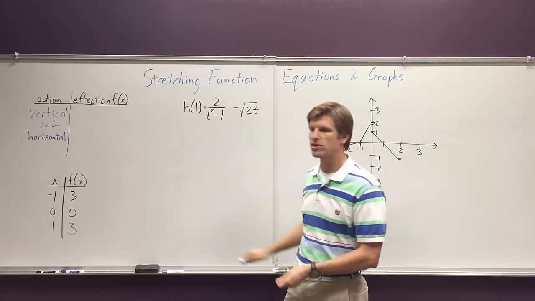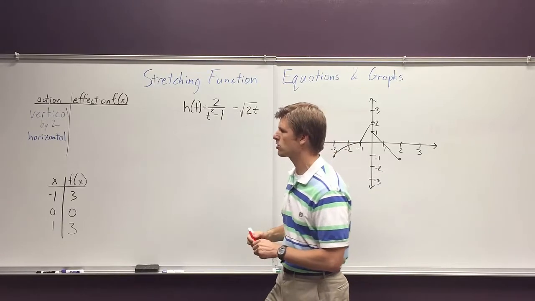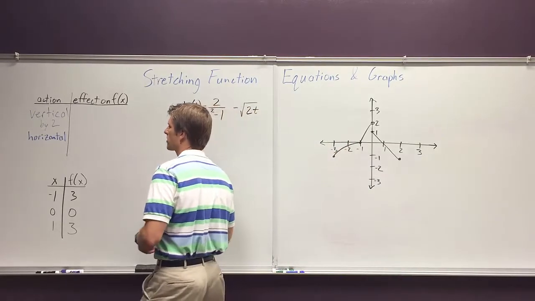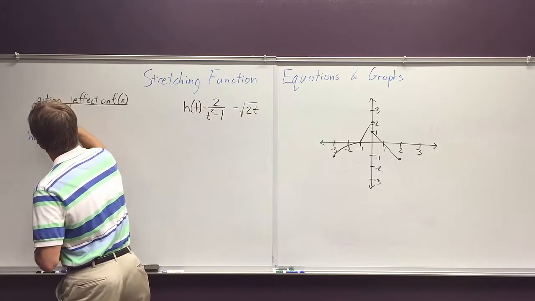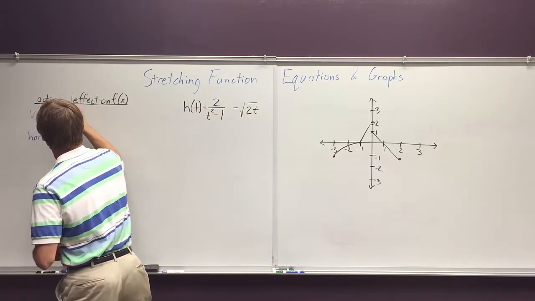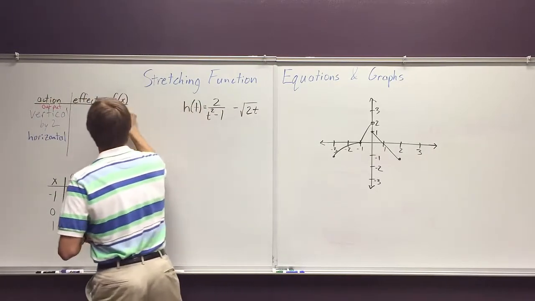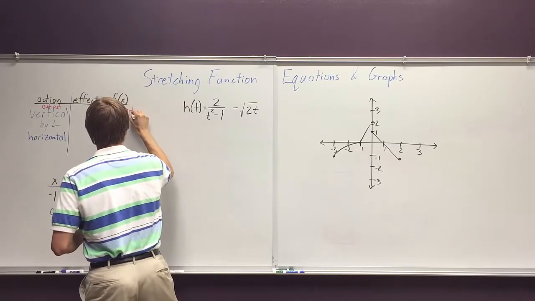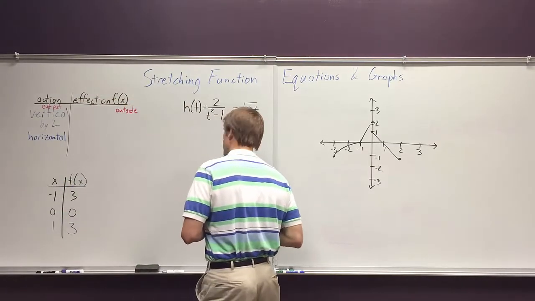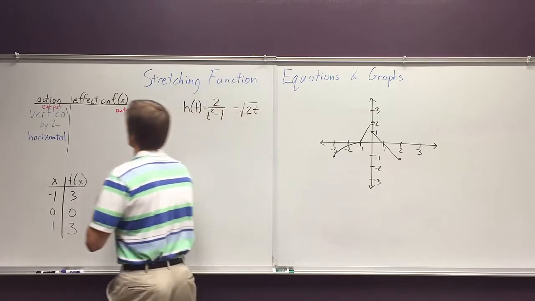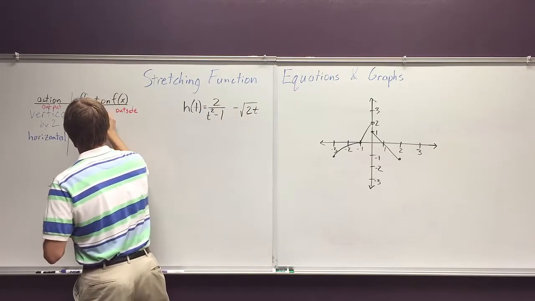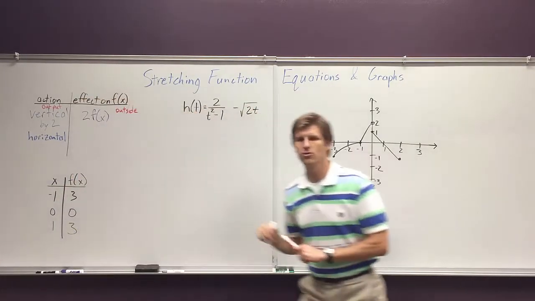Since you're vertically stretching, vertical has to do with the output. So it's on the outside. So output has to do with vertical. So we're going to do something on the outside. Now, if you think every output is going to be twice as big, you're exactly right.